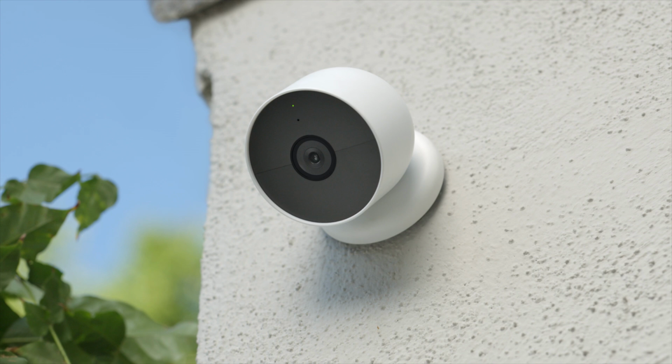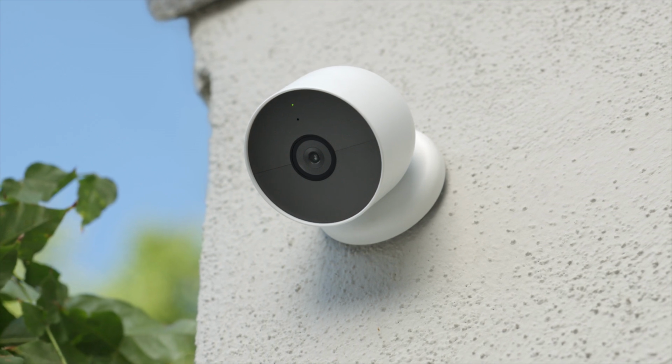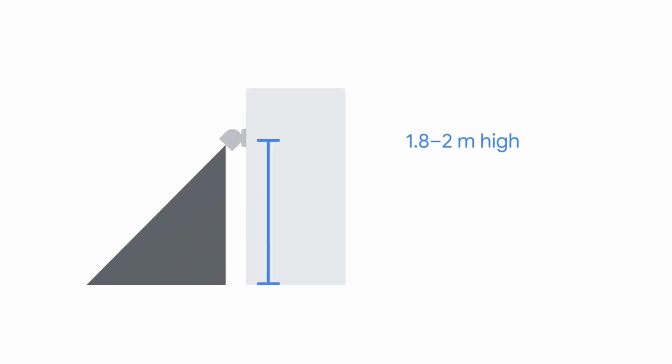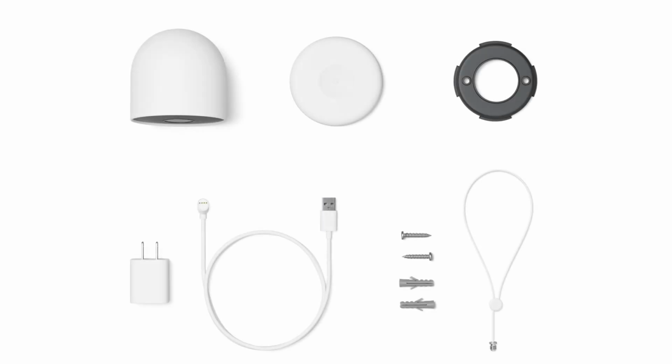Now find the right height to mount your camera so that you capture what you'd like to see. If you plan to install your camera outside, place it 1.8 to 2 metres above the ground. Many of your camera features will work best at this height. If you mount your camera higher than 2 metres, use the secure loop to prevent the camera from falling to the ground if it gets removed from the magnetic mount.